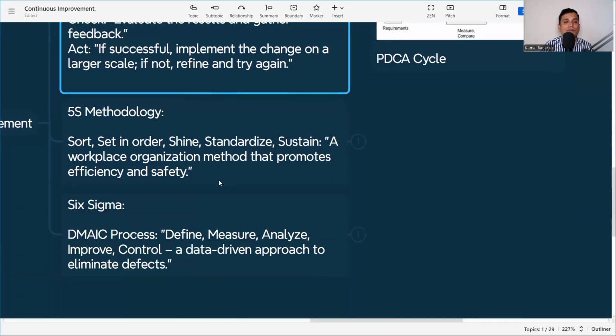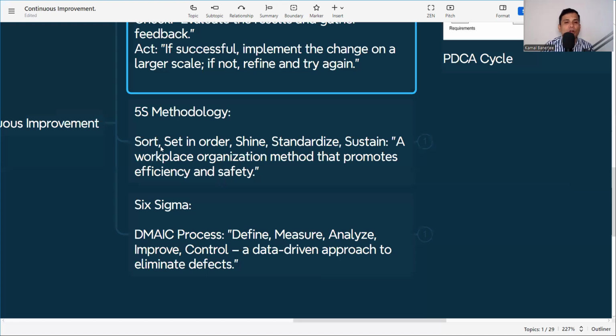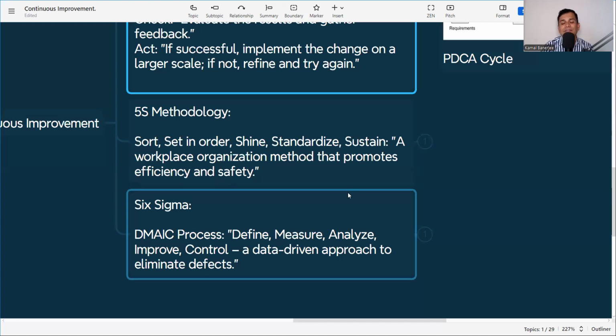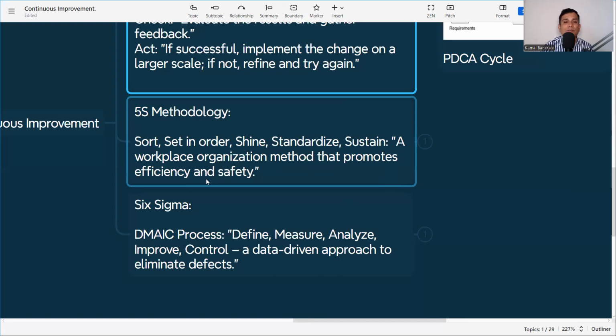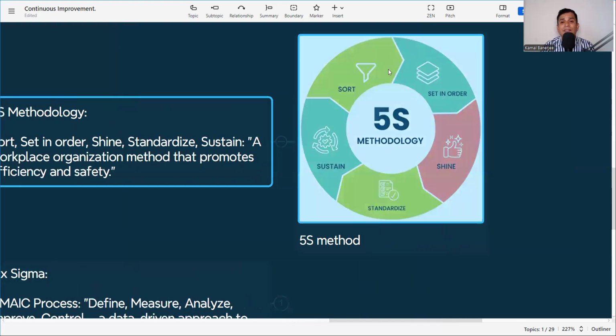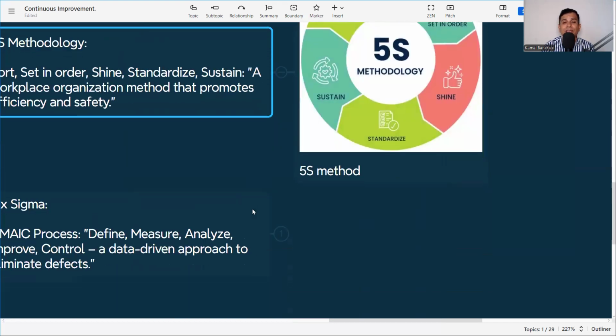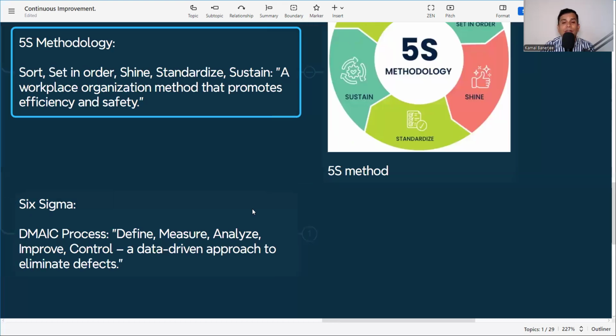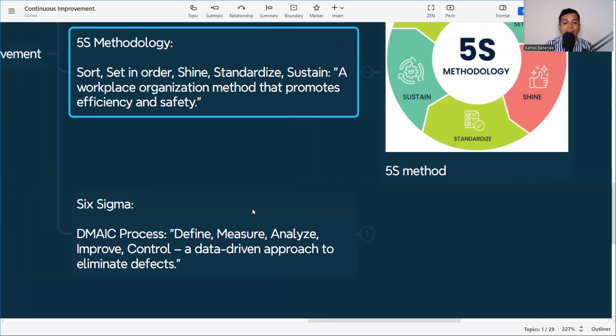Another technique is the 5S methodology. It is similar to PDCA. It stands for sort, set in order, shine, standardize, and sustain. That means a workplace organization method that promotes efficiency and safety. Find out the shortfall, what is the problem, then set the set point, then shine, then standardize the system, and then sustain. These are also used in industry to make continuous improvement.